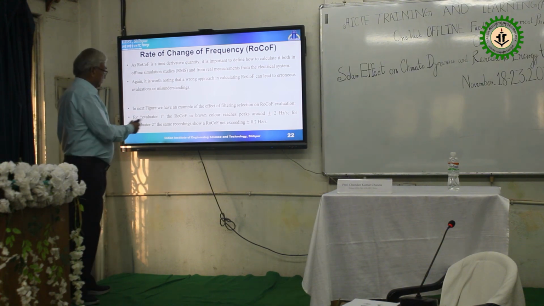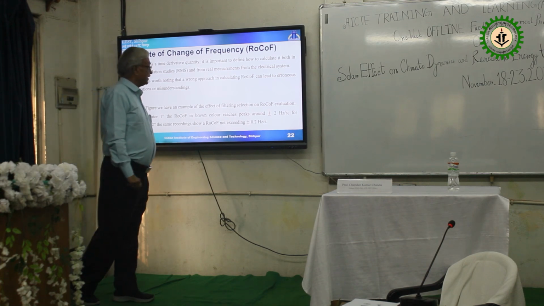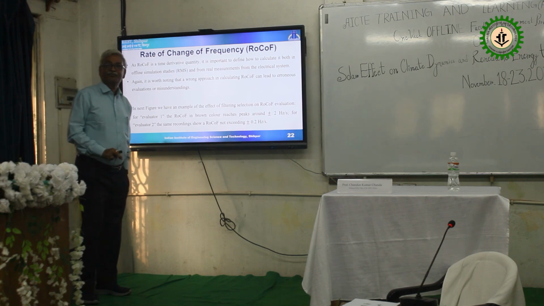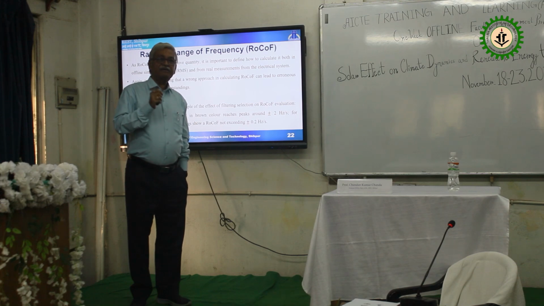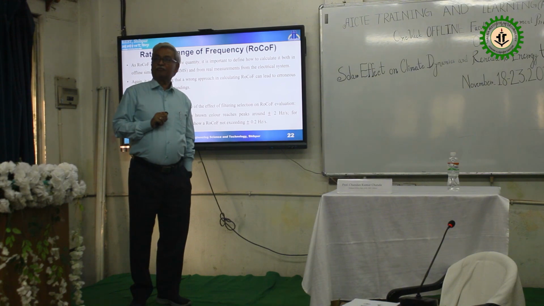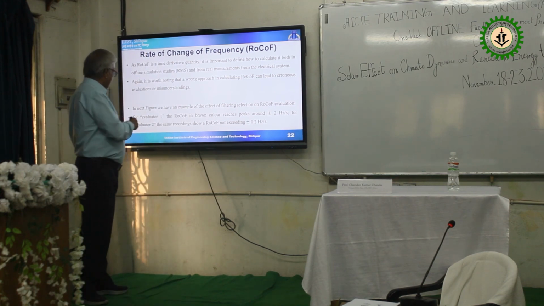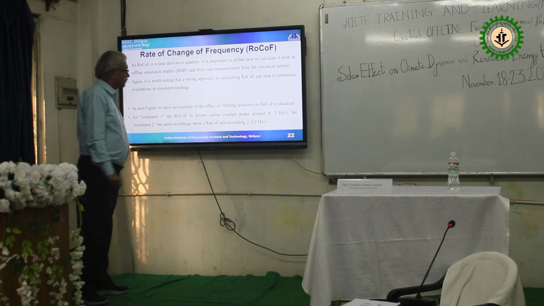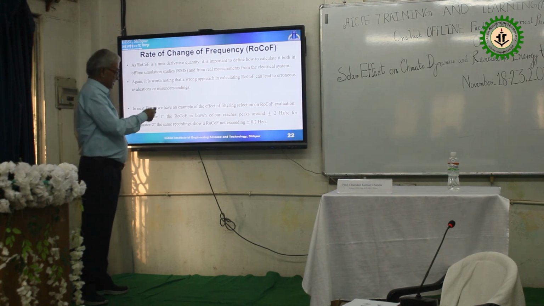So the next figure, if you don't know, is available. In the next figure we have an example of the effect of filtering selection. We can filter the curve by filtering. Because the point is that in every instant the Rokov can change, but we have to take an average Rokov. Then only can you estimate the inertia of the system. Otherwise, for evaluation of Rokov, we go with a little bit of tolerance; the peak of the frequency deviation is plus minus 1%.